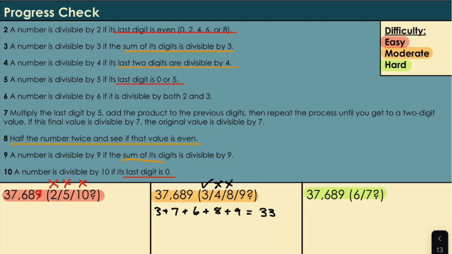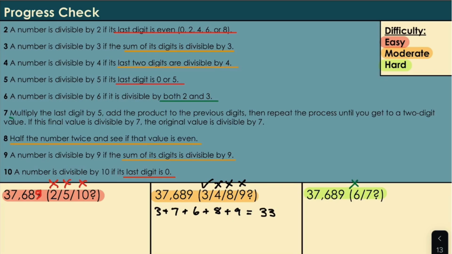9. The sum of the digits is divisible by 9. We know that the sum of the digits is 33. Is 33 divisible by 9? No. Now, for the hardest two divisibility rules, 6 and 7. Is this value divisible by both 2 and 3? Well, already it is an odd number. It cannot be divisible by 2. So we know 6 will certainly not work.